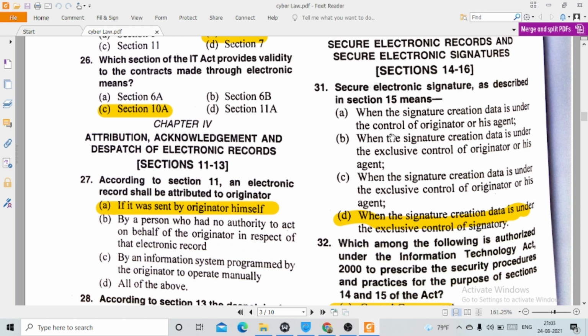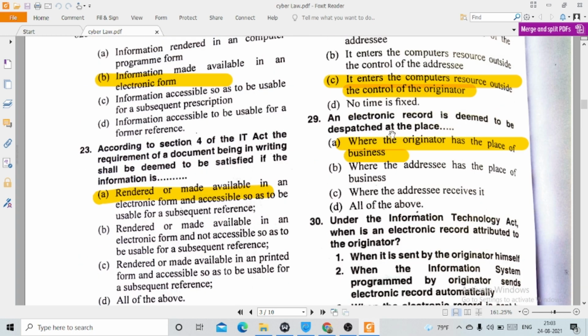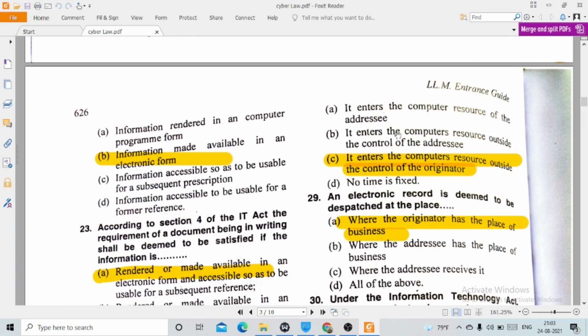Then we will be dealing with questions relating to Chapter 4, Attribution, Acknowledgement and Dispatch of Electronic Records, Sections 11 to 13. 27. According to Section 11, an electronic record shall be attributed to originator, option number A, if it was sent by originator himself. 28. According to Section 13, the dispatch of an electronic record occurs when option number C, it enters the computer resource outside the control of the originator.